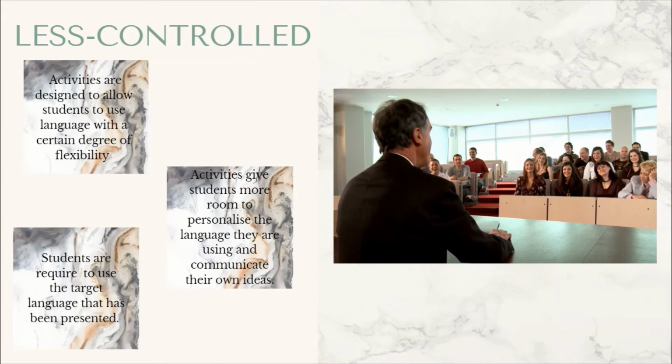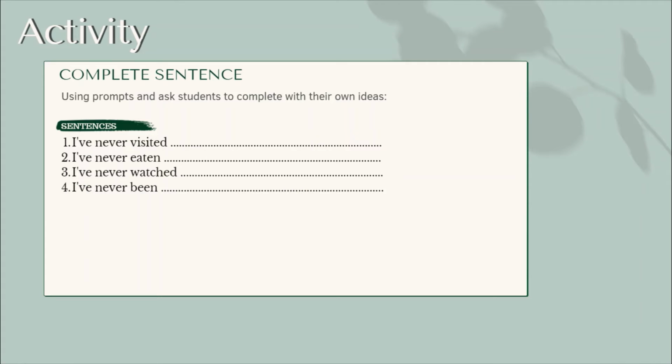An example of a less controlled practice activity is a complete sentence, where we use prompts and ask our students to complete with their own ideas. For example, we have this chunk of phrase at the beginning that says, I've never visited, and the students have to complete: I've never eaten Chinese food. I've never watched a certain movie. I've never been in Hawaii, and so on.